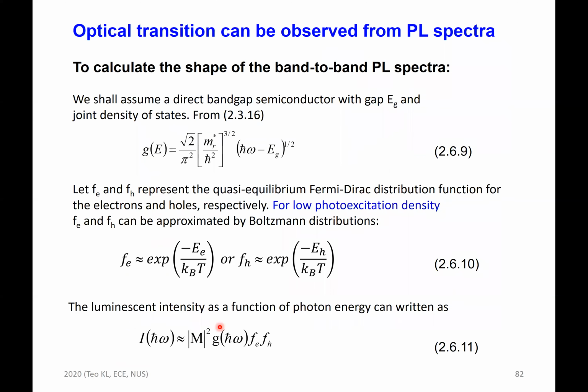For optical transition in photoluminescence, let us discuss the shape of the band-to-band photoluminescence spectra. Let us assume a direct bandgap semiconductor and the joint density of states that we have discussed in session 2.3. The density of states is involved because it involves the valence band and the conduction band, where the electron and hole recombine. Now, Fe and Fh represent the Fermi-Dirac distribution for the electron and hole in the conduction band and valence band. For low photo excitation density, basically the intensity of the incoming photons is not too high, the Fermi-Dirac distribution of the electron and hole can be approximated by a Boltzmann distribution.